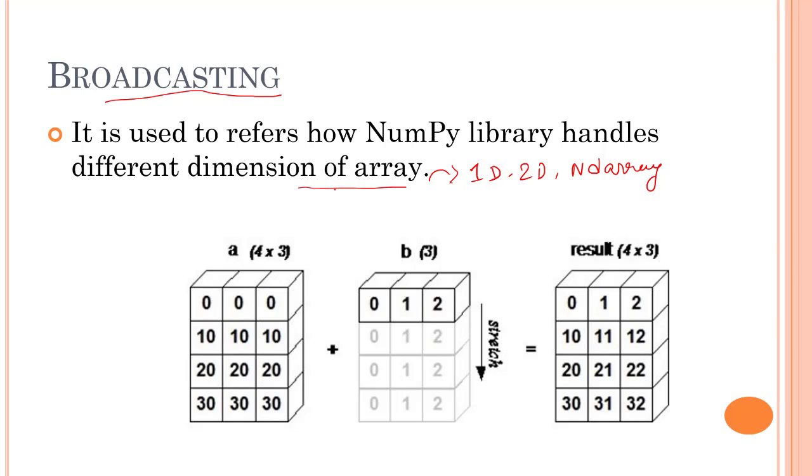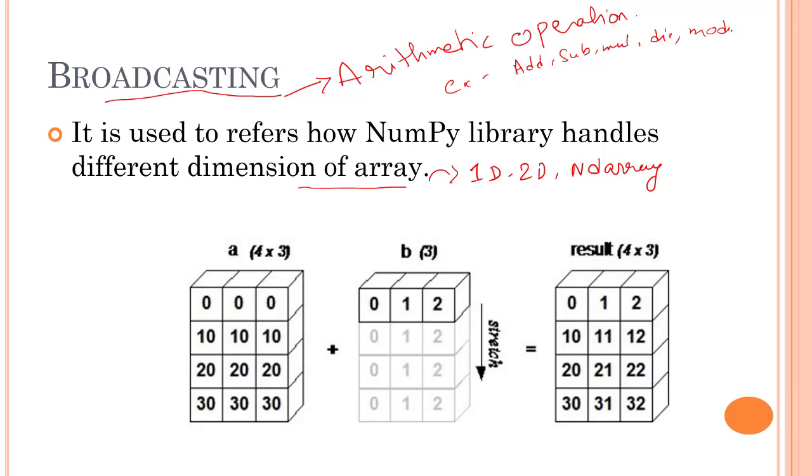The main thing is that broadcasting is basically used for arithmetic operations. Whenever you want to do arithmetic operations, at that time we are using the broadcasting method. With the help of the broadcasting method, we can perform all types of arithmetic operations, examples like addition, subtraction, multiplication, division, modulus operator, etc. Those operations are done through broadcasting, and it depends upon the shape also. Shape is nothing but your dimensions.